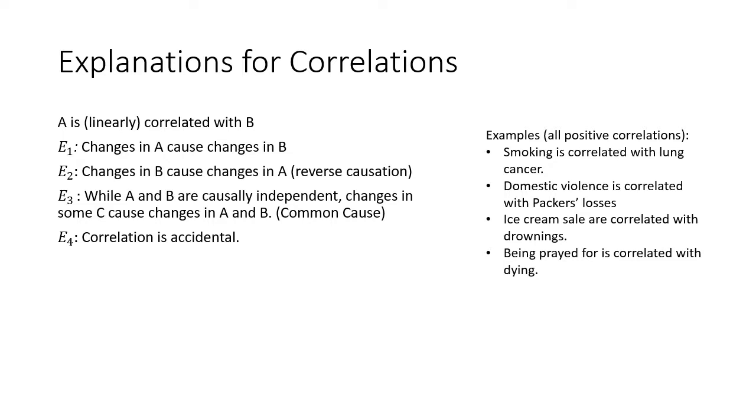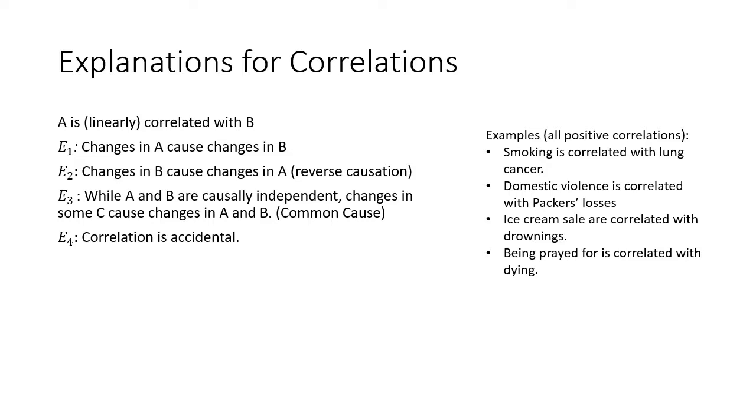And then finally, the accidental correlation doesn't seem likely, given that we've done a lot of studies and there's a lot of data out there that shows this correlation. So it keeps on coming up. So very unlikely that it's just a fluke of the numbers. So for that reason, E1 is the best explanation. So E1 is most likely true, right?